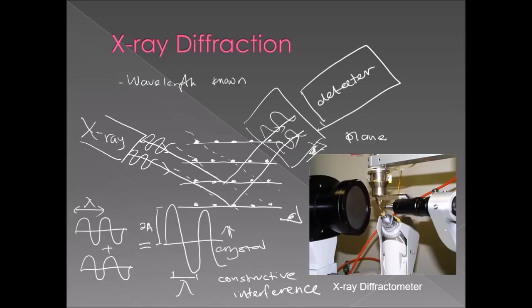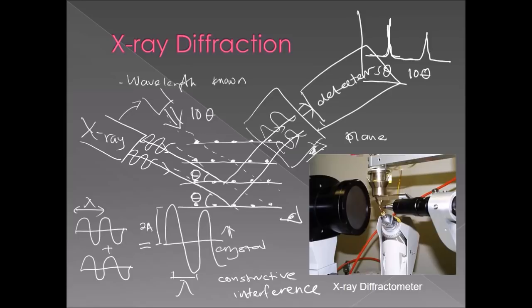When you have constructive interference, it will be detected by the detector, and the signal will be transformed into a peak. This happens when your X-ray comes in at a certain angle. At this angle, the detector will detect a constructive peak, for example at 5. When we change the X-ray source so the X-ray comes in from a different angle, for example 10 degrees, and constructive interference happens, you will get another peak at 10 degrees. This is how an X-ray is recorded.